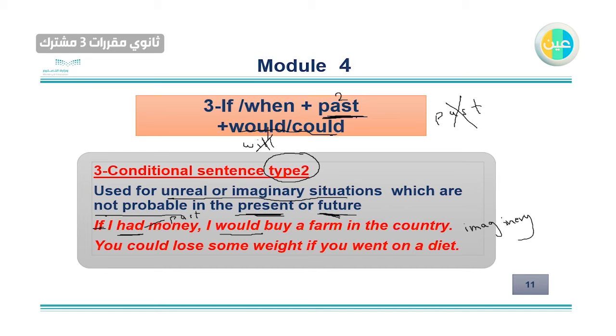Another one, you could. The past from can. You could lose some weight if you went. The past from go. So here past. Here I changed the order. I put if in the middle. When if in the middle, small and no comma. But when if in the beginning, capital, and of course you will use comma. Okay? So you could lose some weight if you went on a diet.